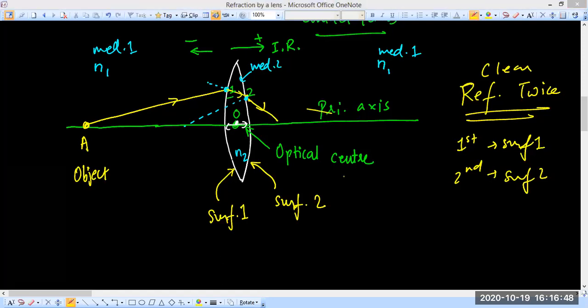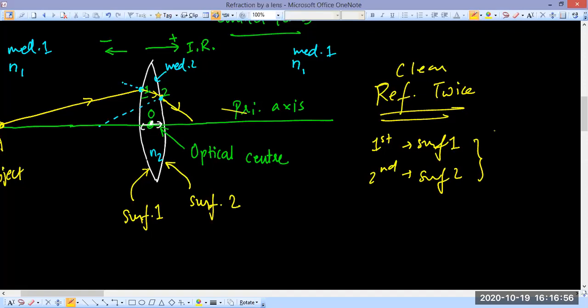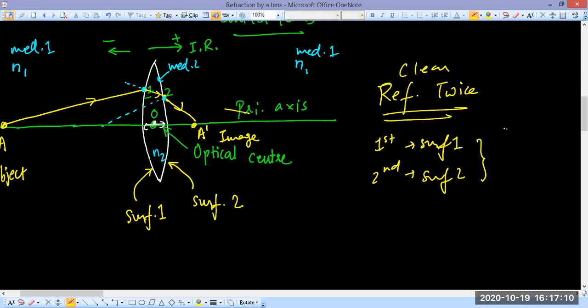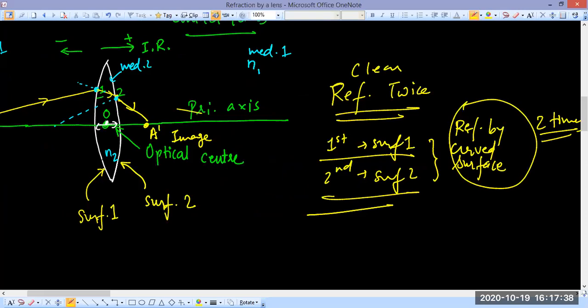Do you at least understand in principle that if you want to know where the image is formed, I will draw the diagram again, no problem, then you should use the refraction by curved surface formula 2 times. Do you understand this? Refraction by curved surface formula 2 times. One time for the first surface, this one, and then a second time for the second surface, because both surfaces are curved. You understood this?